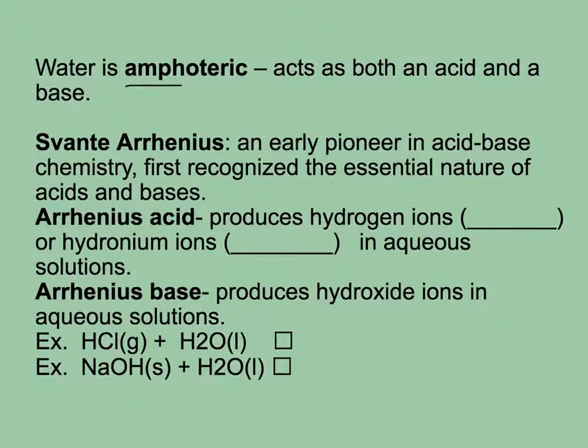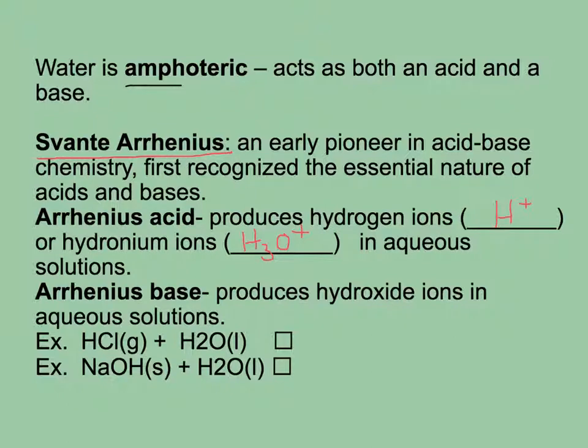Well, there are different definitions. The first definition for acids and bases came along by Svante Arrhenius. He was an early chemist who was the first person to categorize substances as acids and bases. His definition said that an Arrhenius acid produces hydrogen ions, which are H+, or hydronium ions, which are H3O+, in water or in aqueous solutions.